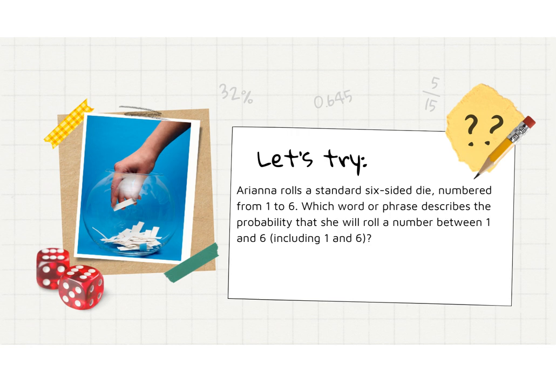Here is our last example. We have Ariana, who rolls a standard 6-sided die numbered 1 to 6. Which word or phrase describes the probability she will roll a number between 1 and 6, including 1 and 6? So, once again, we have 6 possible outcomes, and I'm going to include all of the numbers between 1 and 6. So 1, 2, 3, 4, 5, and 6, which there are 6 desired outcomes. And 6 divided by 6 is 1.0, which from my spectrum would give me a certain event.